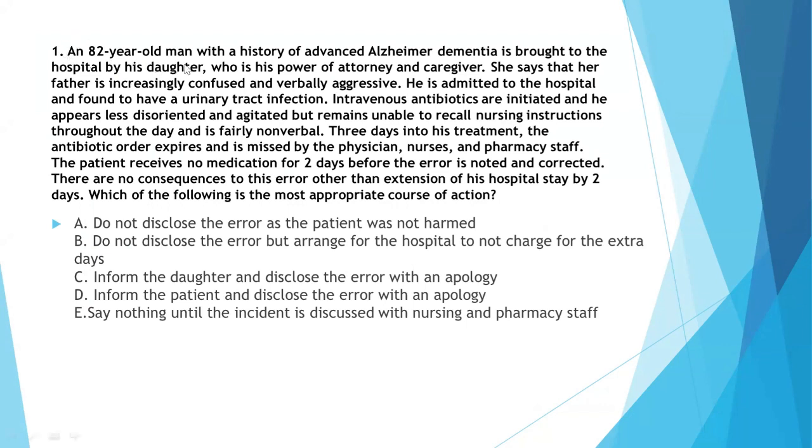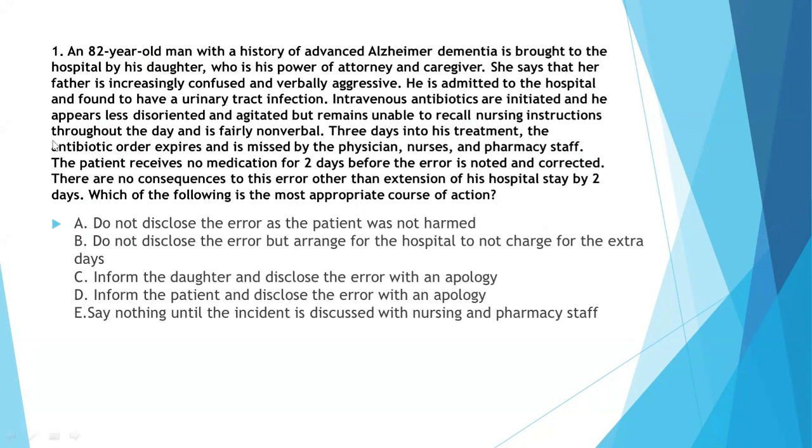An 82-year-old man with a history of advanced Alzheimer dementia is brought to the hospital by his daughter, who is his power of attorney and caregiver. She says that her father is increasingly confused and verbally aggressive. He is admitted to the hospital and found to have a urinary tract infection. IV antibiotics are initiated, and he appears less disoriented and agitated, but remains unable to recall nursing instructions throughout the day and is fairly nonverbal.